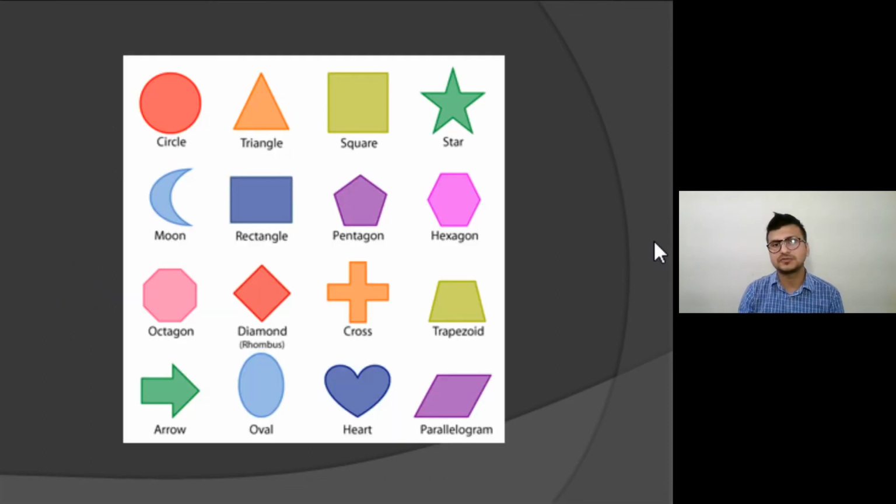Let's see some examples of shapes. Here you can see very common shapes: a circle, triangle, square, star, moon, rectangle, pentagon, hexagon, octagon, diamond, which is also called rhombus, cross, trapezoid, arrow, oval, heart, and parallelogram. A parallelogram generally has two sides parallel to each other, and they are equal in shape and size. So these are a few shapes that are used in design.